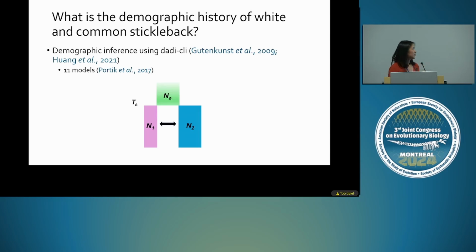All right, so the other thing that we wanted to address with this project is what is the evolutionary history of white and common stickleback? And to get at this, I performed demographic inference using the command line interface version of DADI, and I attempted to fit 11 different demographic models.